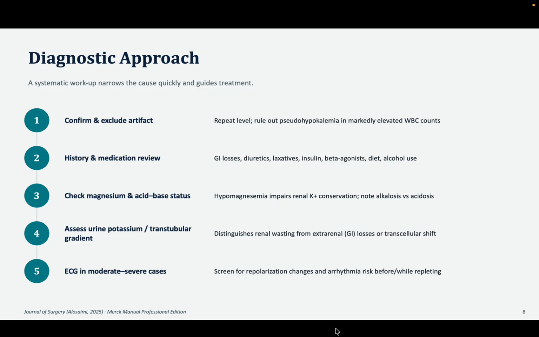We should also check urine potassium level and transtubular gradient, which distinguishes renal wasting from extrarenal GI loss and transcellular shift. ECG should always be done in all hypokalemia cases to screen for repolarization changes and arrhythmia risk before and while replenishing, and the patient should also be kept on ECG monitor continuously while correcting the hypokalemia.